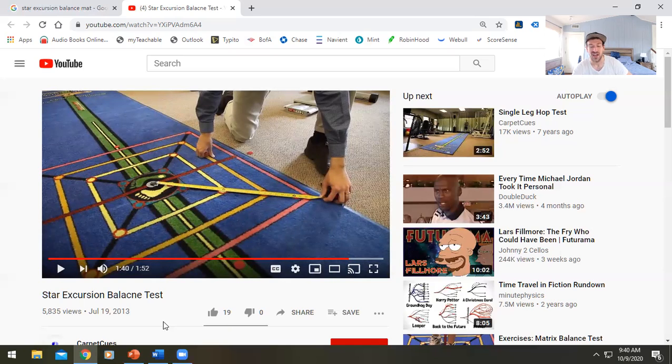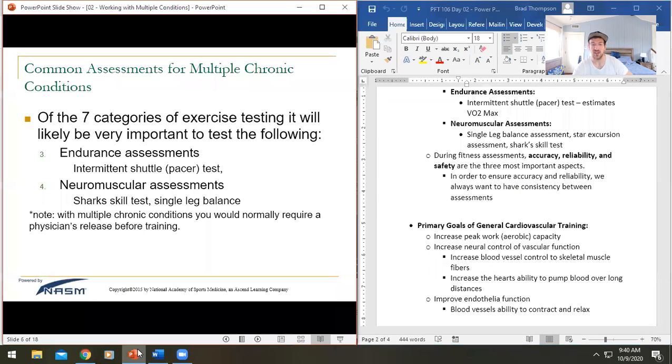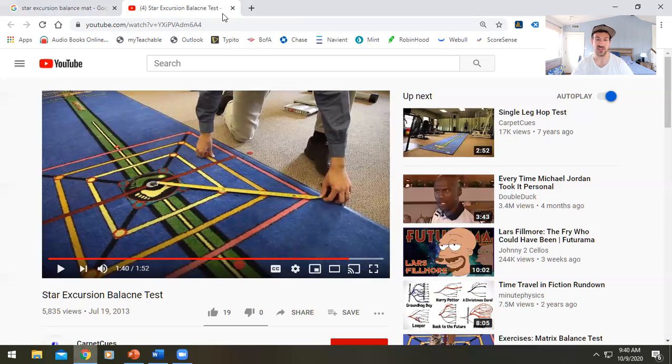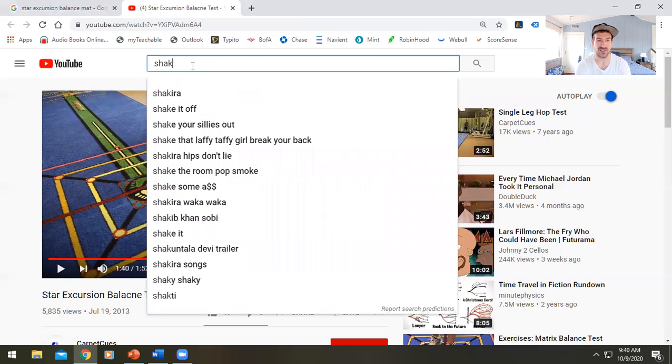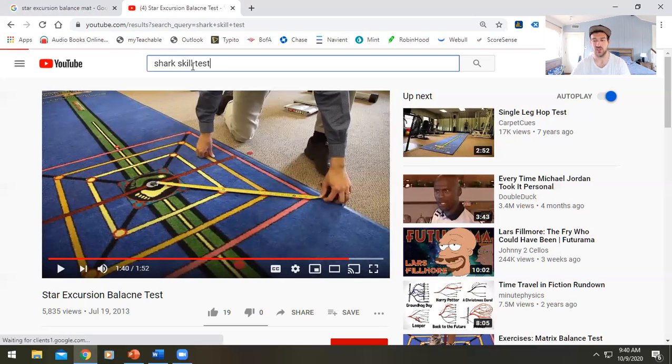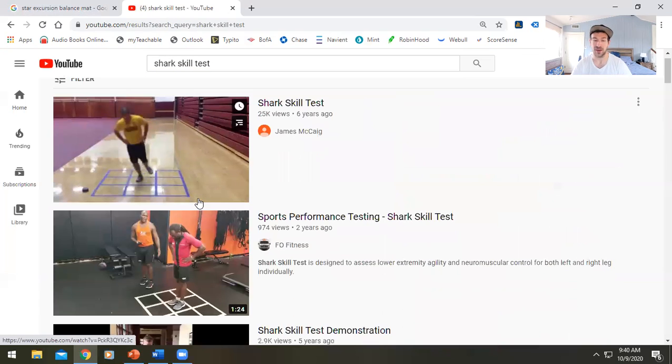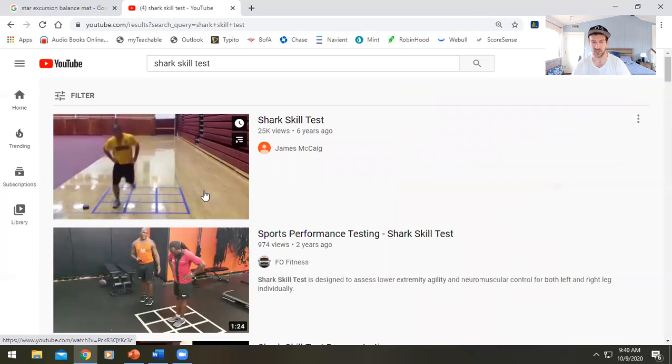So anyway, that's the star excursion test. The further out somebody can reach, the better balance they have. Another version of this is the shark skill test, which is basically where you put a 9x9 box and you have your clients jump from each of these.